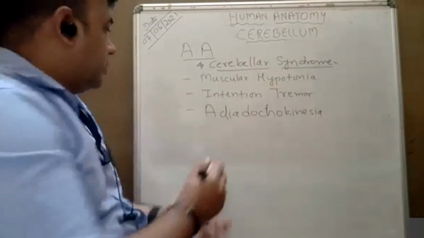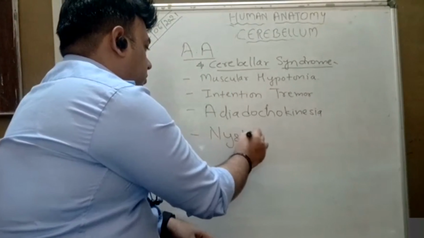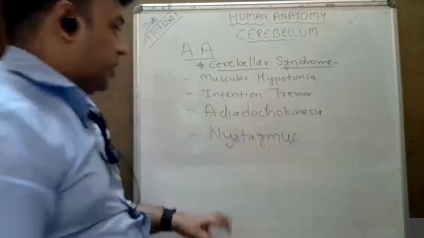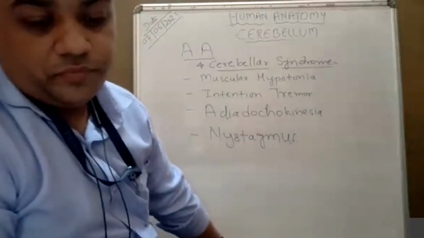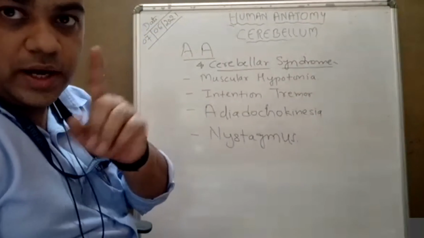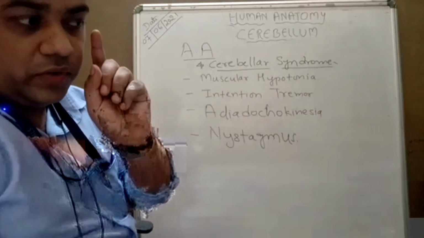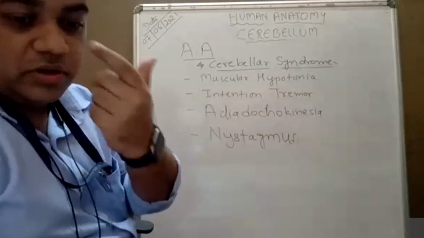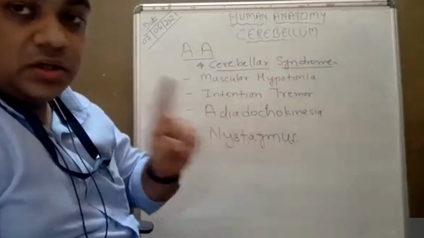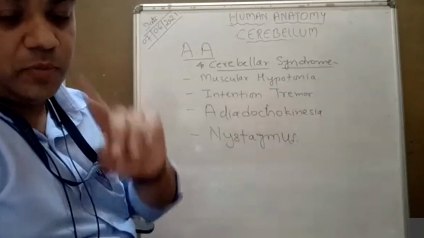Nystagmus. What is nystagmus? Nystagmus is an oscillatory movement of the eyeball, to and fro, like this, in only one eye. If there is a cerebellar disorder on a single side, only one eye will move. I cannot do it now because I am normal. So in someone with cerebellar disorder on a single side, there will be a to and fro oscillatory movement of the eyeball.